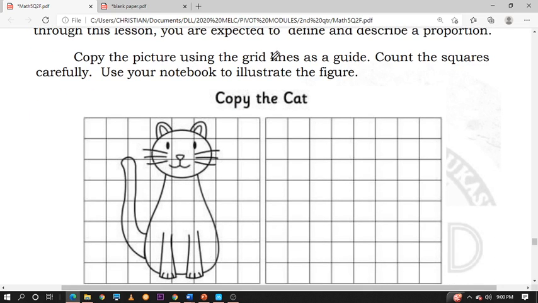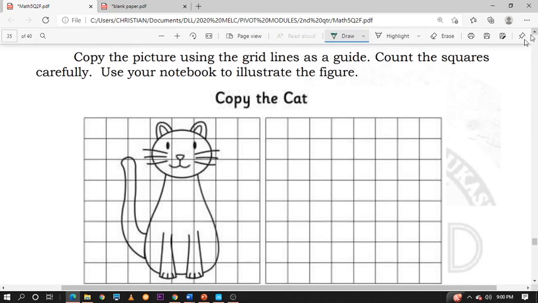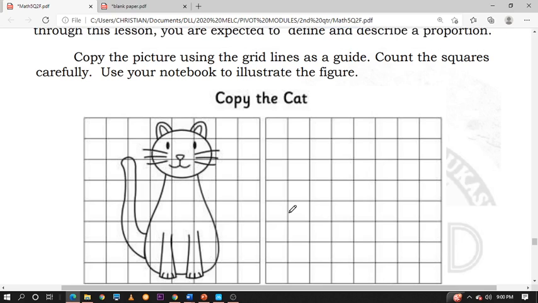So, copy the picture using the grid lines as a guide. Count the numbers of squares carefully. Use your notebook to illustrate the figure o pwede rin yung graphing paper. So, pwede nyo itong itry sa bahay nyo kahit hindi siya kasama sa learning task. So, ganito yung ginagawa para gayahin nang halos magkapareho yung drawing. So, by using grid lines.